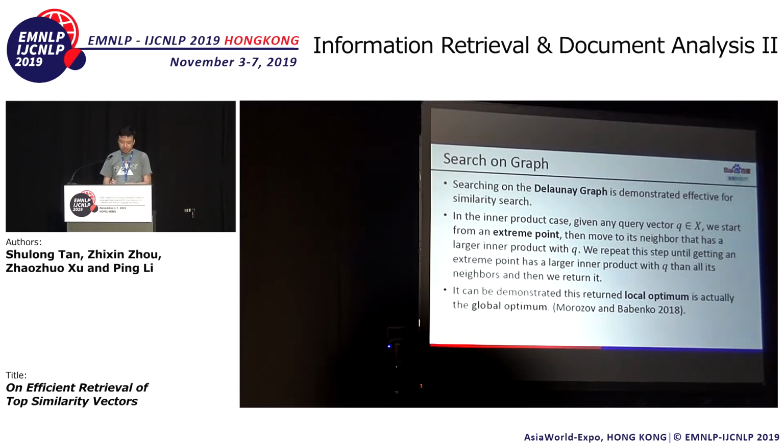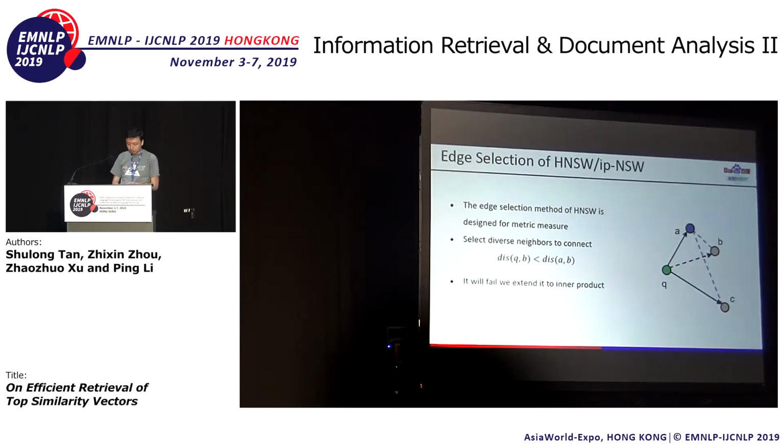If we have the exact Delaunay graph, then this local optimum will be the global optimum. This is proven by a previous work. Constructing the Delaunay graph is quite expensive, so in practice, we usually alternatively construct the HNSW. In HNSW, when we construct the L2 or cosine Delaunay graph, there is a criterion for choosing the edges.